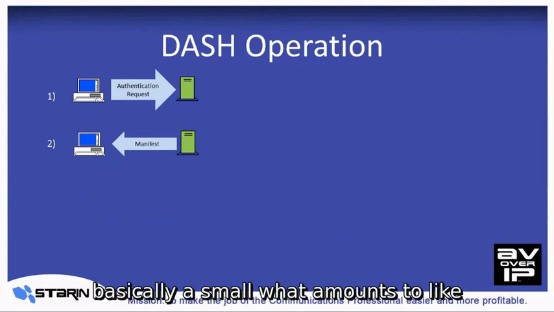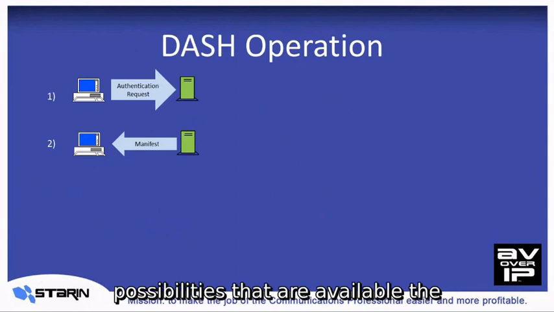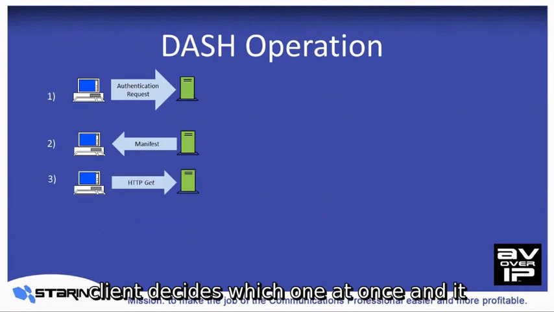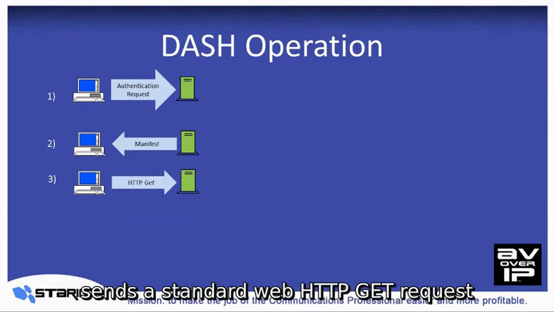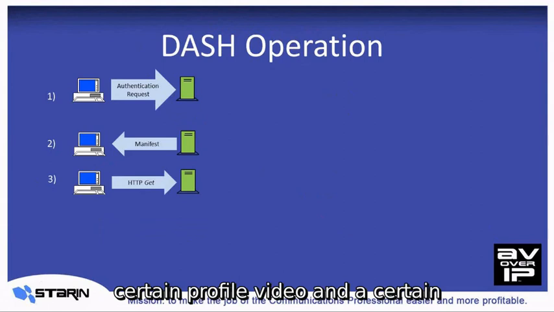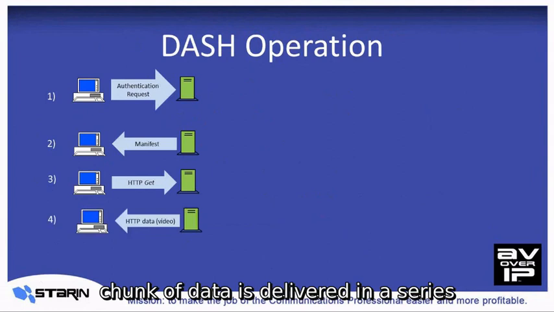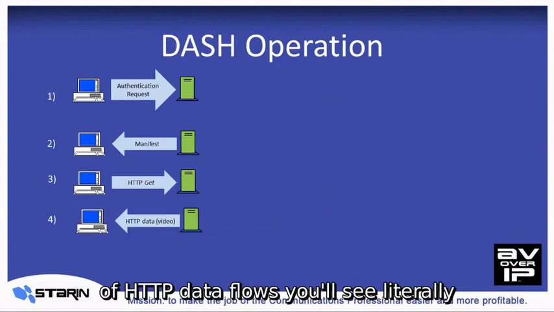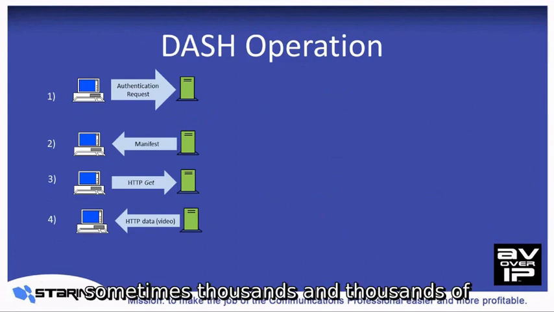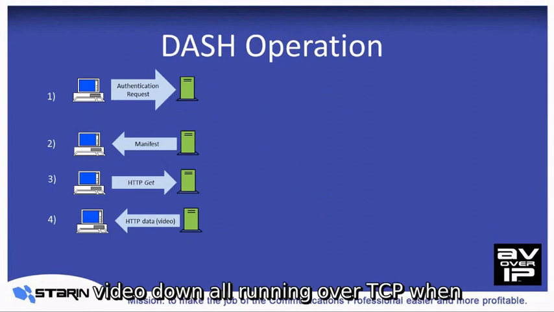The manifest is basically a small, what amounts to an Excel spreadsheet that gives you the possibilities that are available. The client decides which one it wants, and it sends a standard web HTTP GET request, and asks for a certain level or certain profile of video and a certain number of bytes of the video, say 1 million bytes. That first chunk of data is delivered in a series of HTTP data flows. You'll see literally sometimes thousands and thousands of packets that are HTTP carrying that video down, all running over TCP.